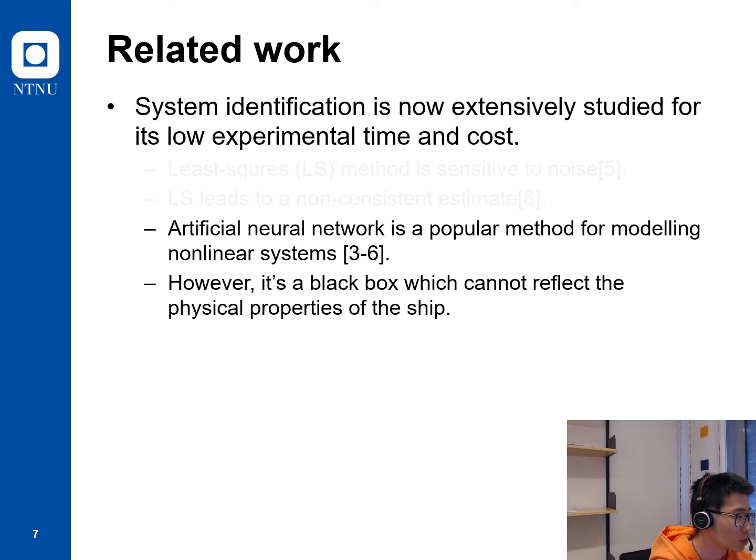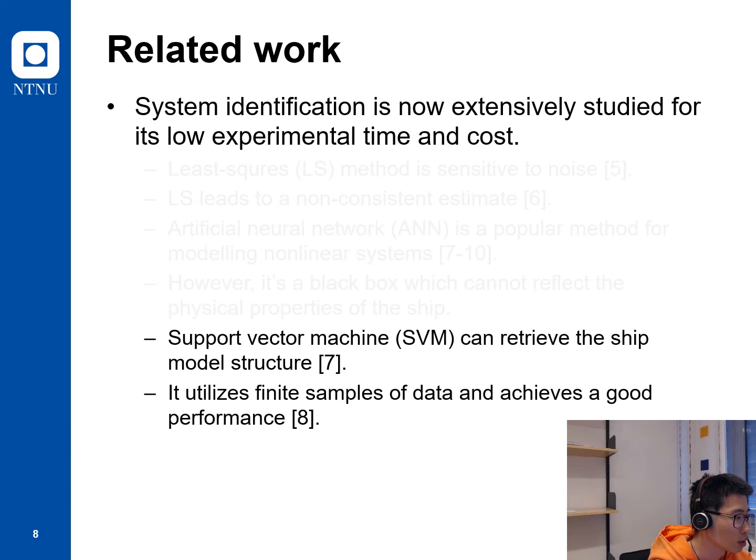As for artificial neural network, it's a popular method for modeling nonlinear systems. However, it's a black box which cannot reflect the physical properties of the ship. And support vector machine (SVM) can retrieve the ship model structure, and it utilizes finite samples of data and achieves a good performance.